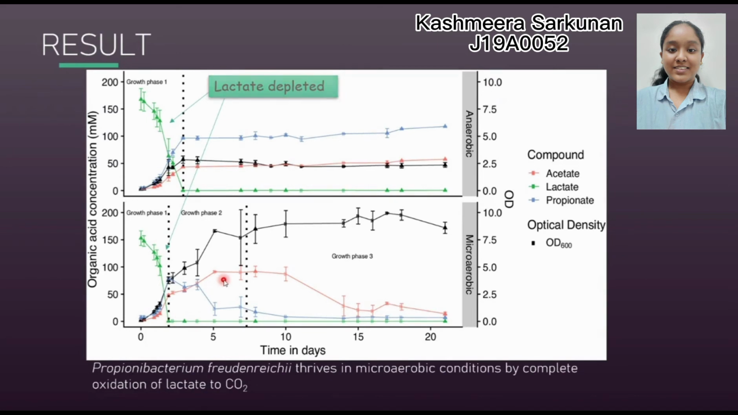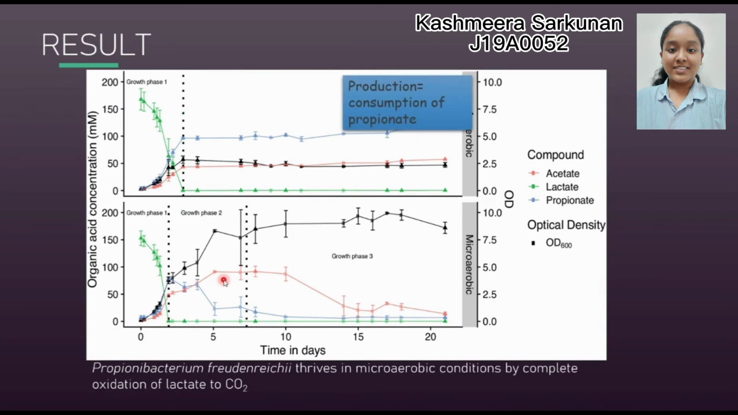Let me move on to the next one. When the lactate is depleted, there is production of acetate and propionate, which slowly increases, as you can see from these two charts. At this growth phase 2, when the lactate is depleted, there is an initiation of the propionate consumption phase, as you can see from here. The concentration of propionate is slowly depleted, indicating that consumption of propionate is going on.